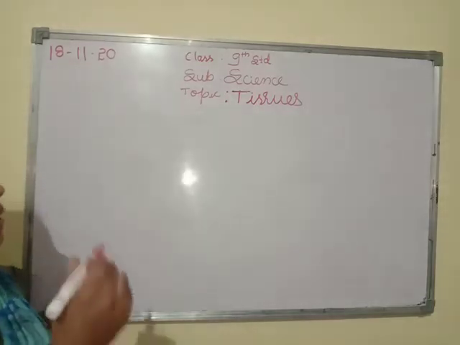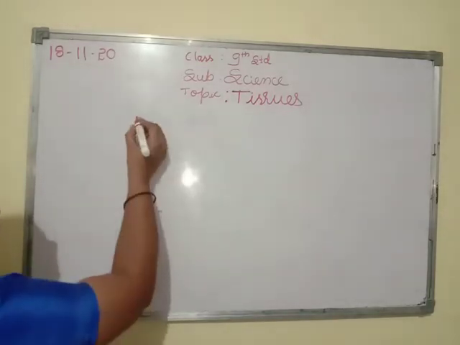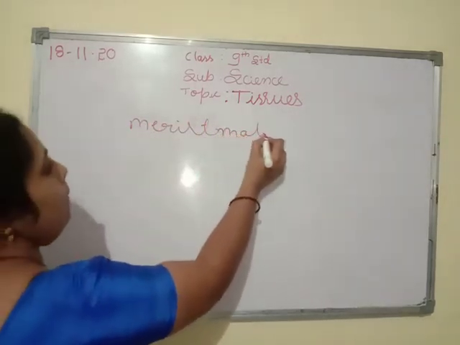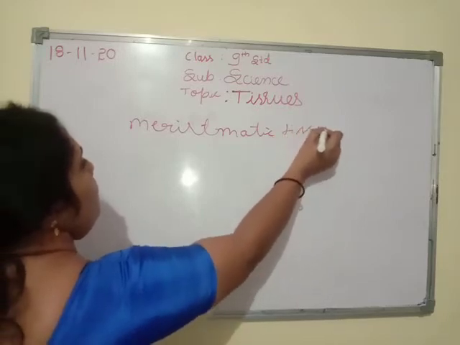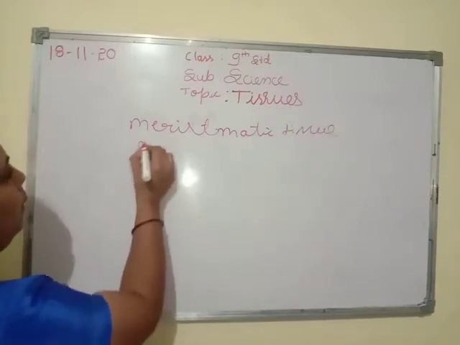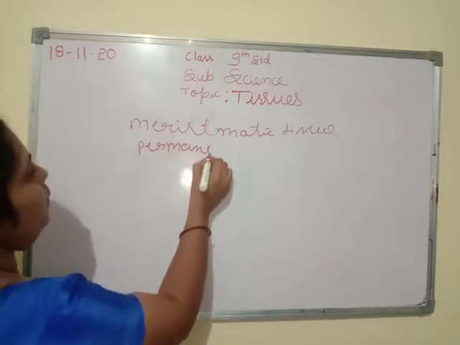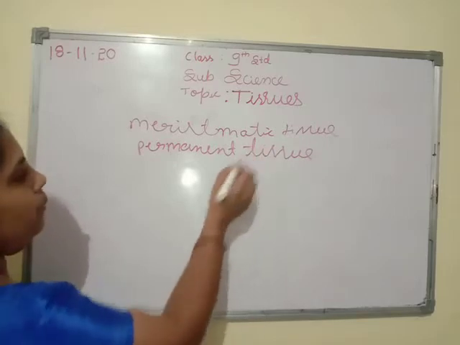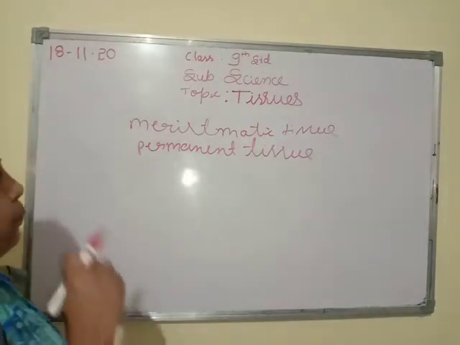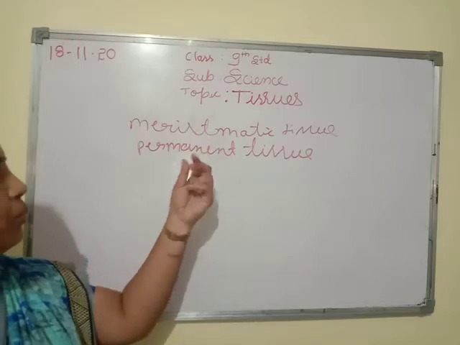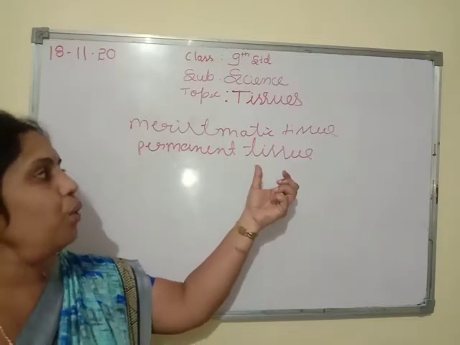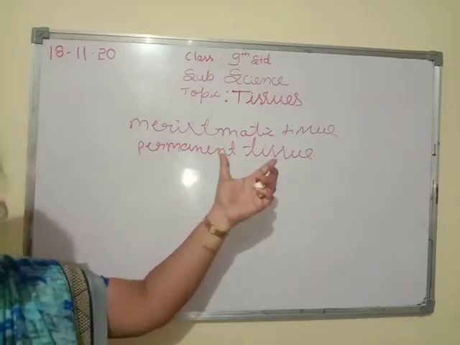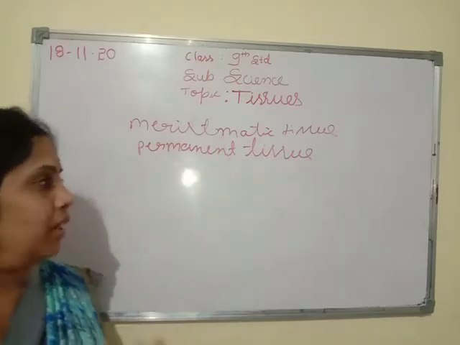Yes, in that class we already studied the meristematic tissue and permanent tissue. All of you keep your textbook nearby. So, meristematic tissue and permanent tissue. Do you recall the meaning of meristematic tissue? Meristematic tissue is nothing but a growth tissue. That you know already.